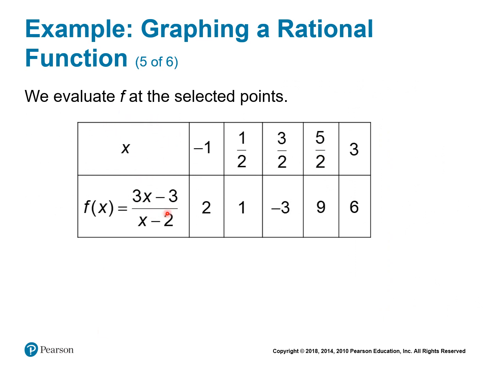So here we plot some points. We pick -1, half, 3 over 2, 5 over 2, and 3, and then we evaluate the function using these x values. When x is -1, y is 2, by plugging -1 into this function. When it's half, it's 1. When it's 3 over 2, it's -3. When it's 5 over 2, it's 9, 3, 6.